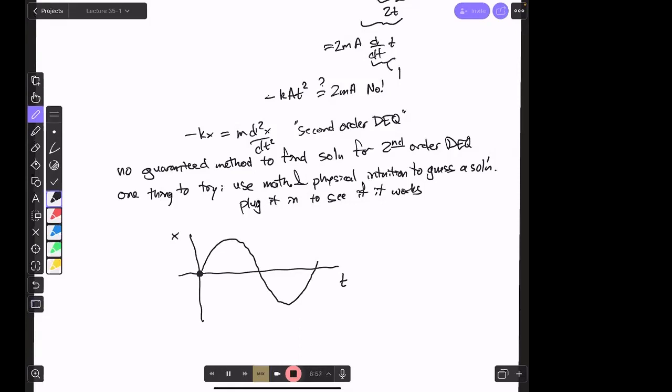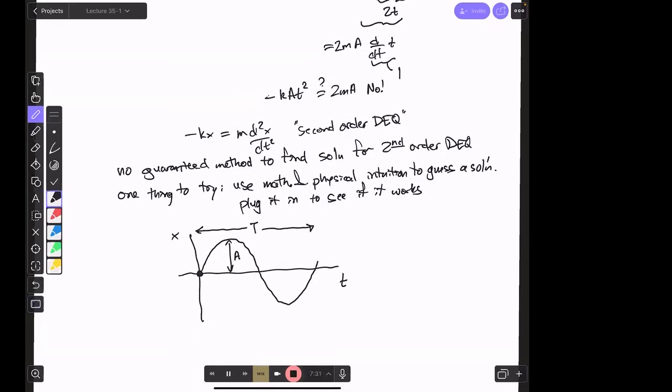So now that we have this sketch, what mathematical function does this look like to you? Sine? Yeah, it looks like a sine function. And let's write that sine function in the most general possible way. So I'm going to say that it has an amplitude A. It has some period, capital T.